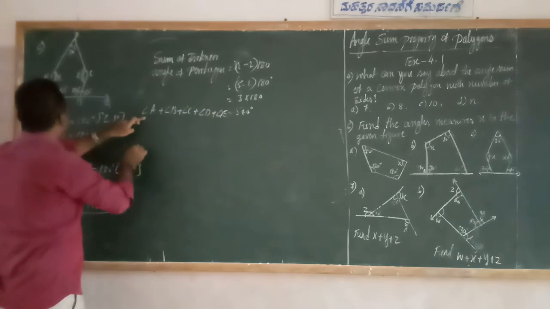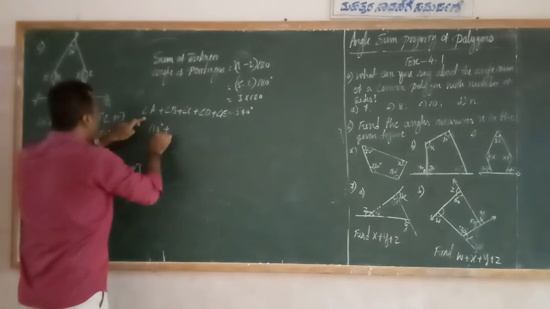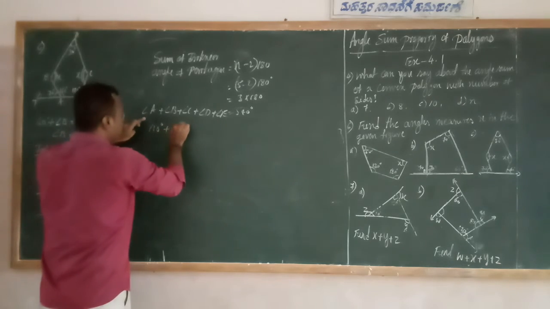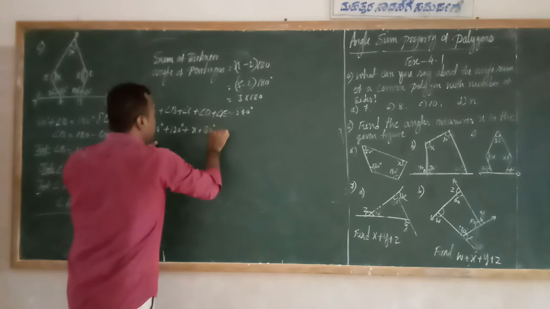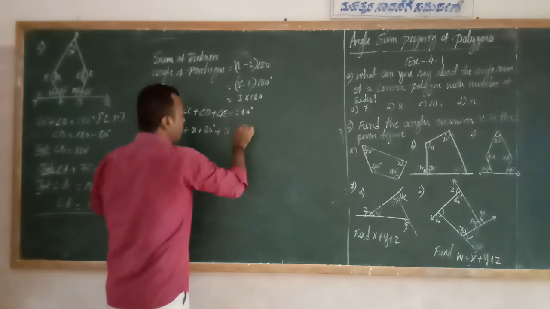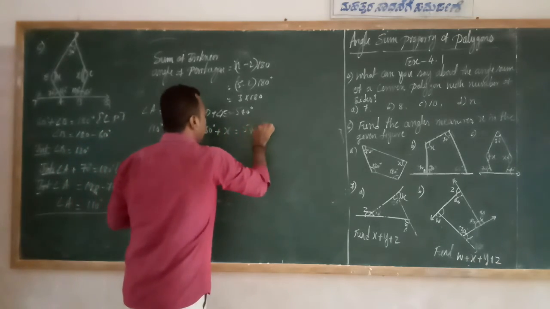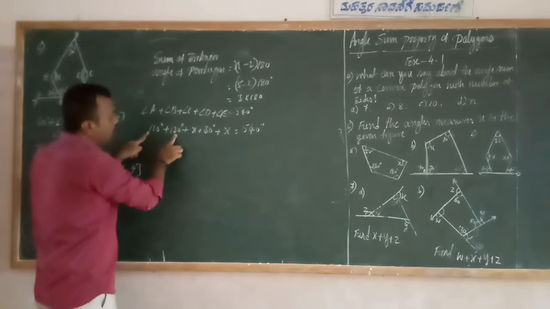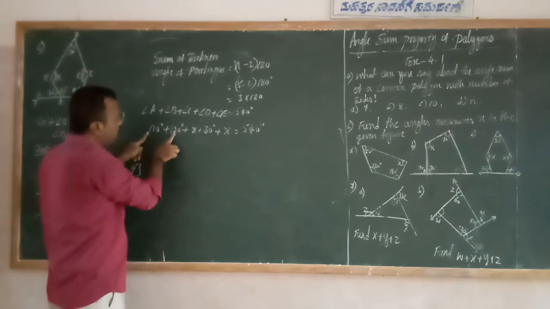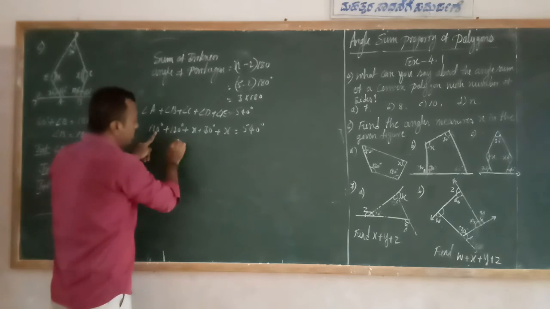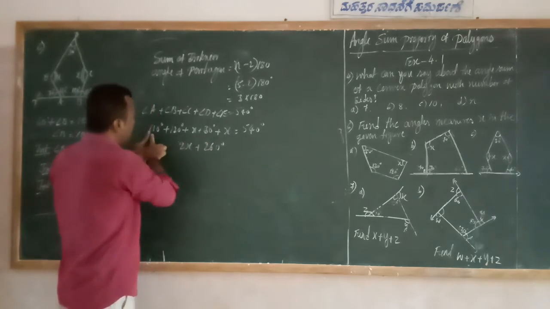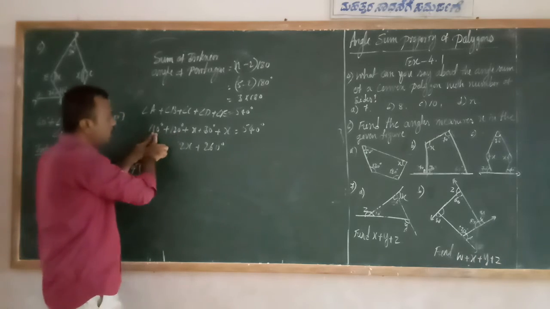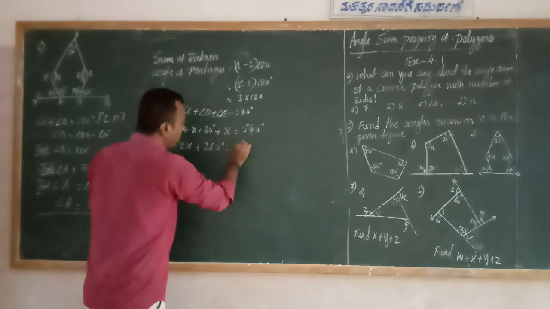So the interior angle of A is 110 degrees, plus angle B, interior angle 120 degrees, angle C is x, plus angle D is 30 degrees, plus angle E is x, it is equal to 540 degrees. 110, 120 and 30 you should add: 110 plus 120 is 230, plus 30 is 260. So x plus x is 2x, 2x plus 260 is equal to 540 degrees.